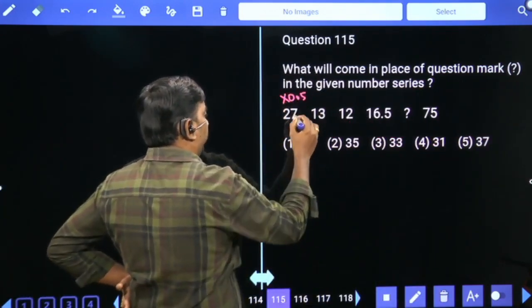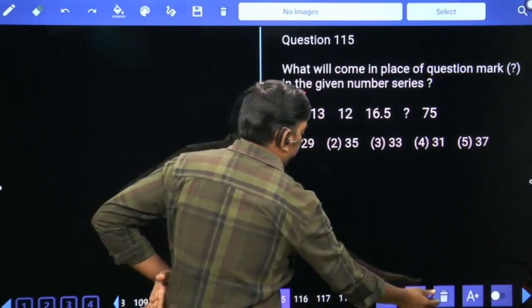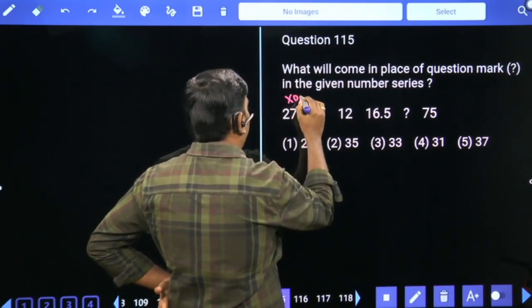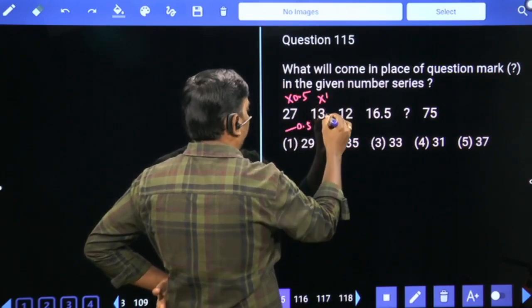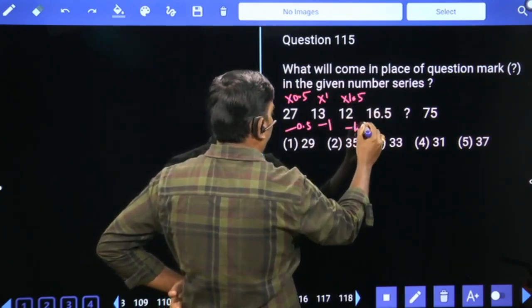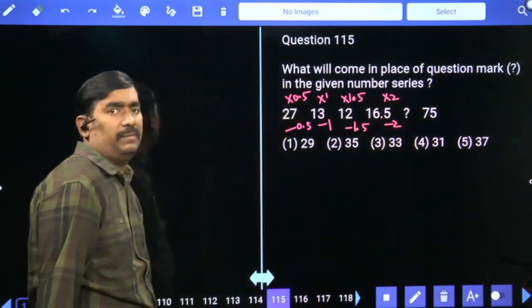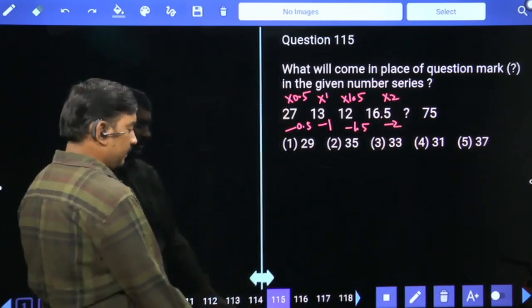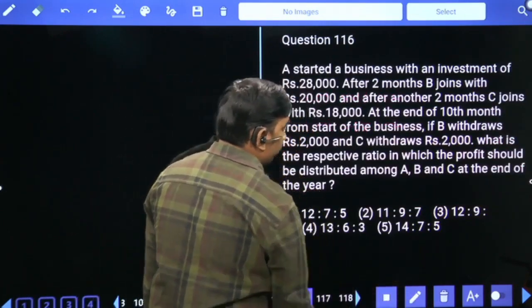Into 0.5 minus 0.5, 27 into 0.5 minus 0.5. Into 1 minus 1. Into 1.5 minus 1.5. Into 2 minus 2. 33 minus 2 means 31 is your answer. Next.